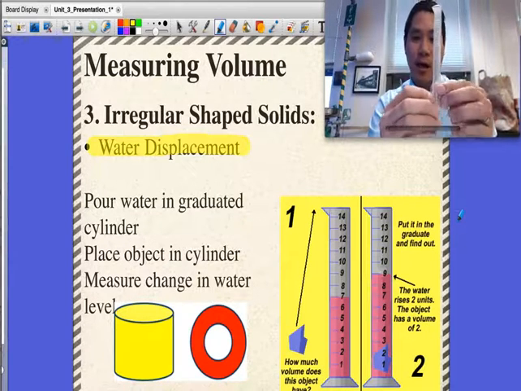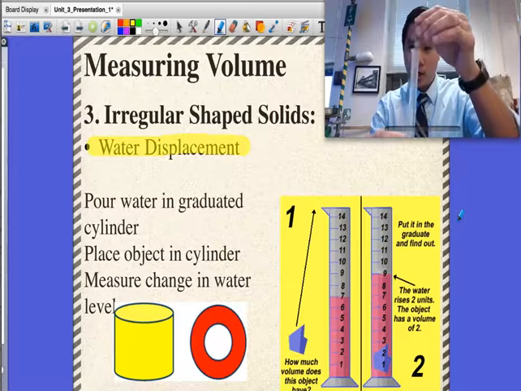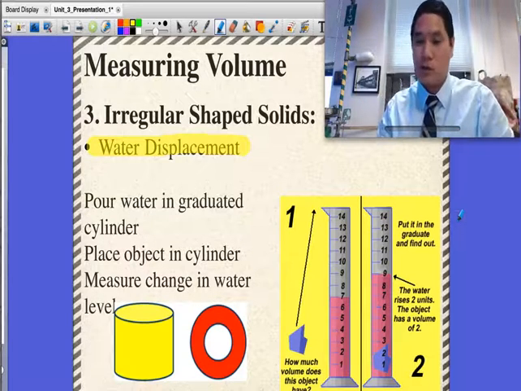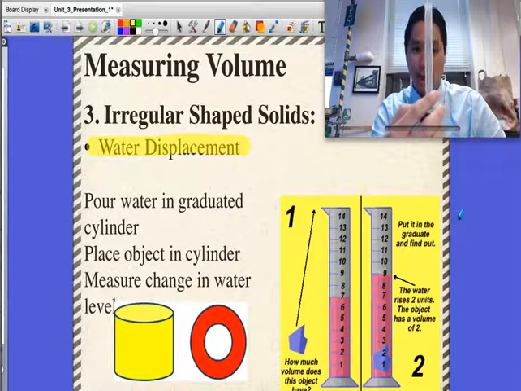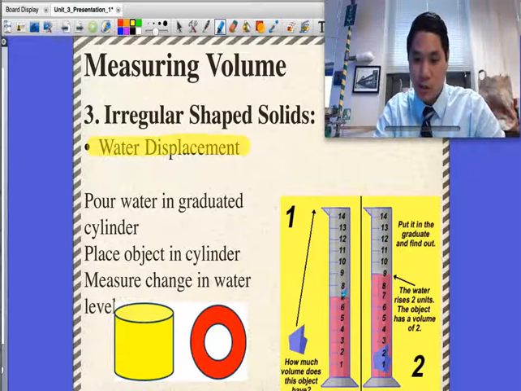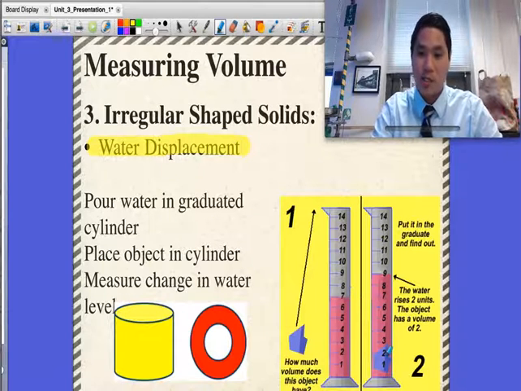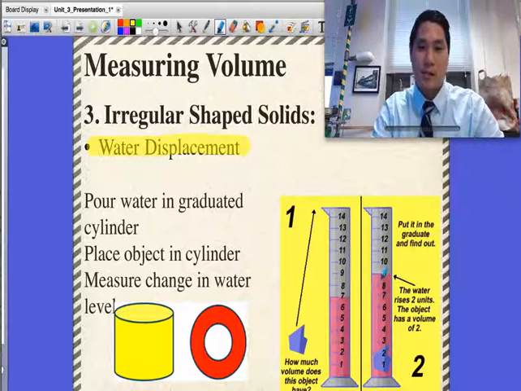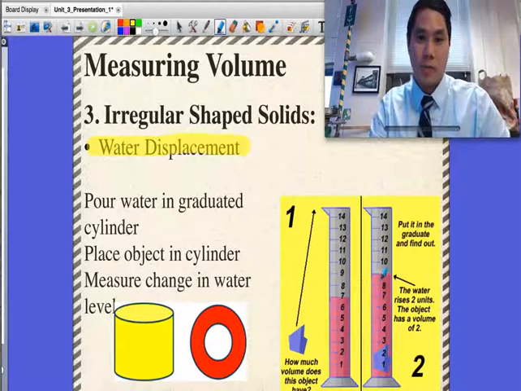But instead of just putting the object in there like this, you first fill it up with water to a certain point. Like in this picture right here, you start at 7. Then you put the object into the graduated cylinder, and you see how much the water rises. That's called water displacement.